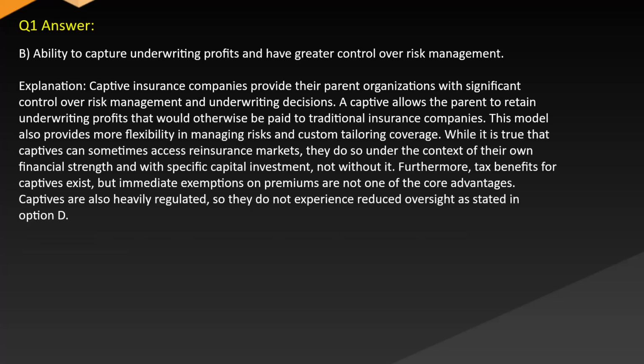Answer: B. Ability to capture underwriting profits and have greater control over risk management. Explanation: Captive insurance companies provide their parent organizations with significant control over risk management and underwriting decisions. A captive allows the parent to retain underwriting profits that would otherwise be paid to traditional insurance companies. This model also provides more flexibility in managing risks and custom tailoring coverage.